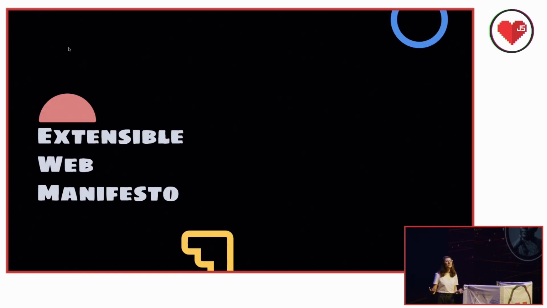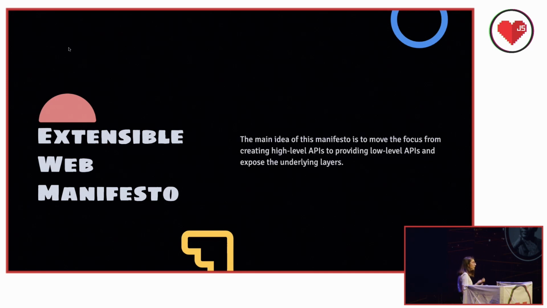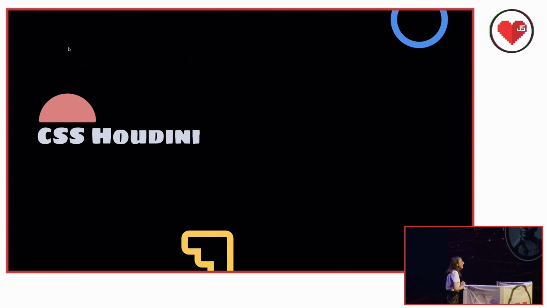A couple of years ago, a group of people from W3C and the web community agreed on a manifesto called the Extensible Web Manifesto. In short, the main idea of this manifesto is to move the focus from providing more high-level APIs to providing more low-level APIs and exposing the underlying layers. As a result of this manifesto, a lot of changes and new APIs came into the web. The name for all these new APIs in the CSS world is CSS Houdini.